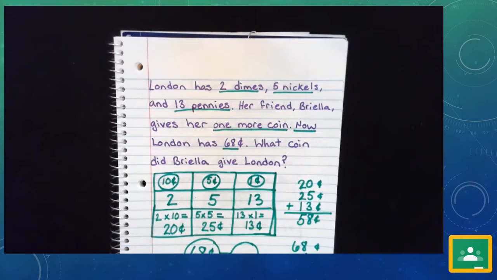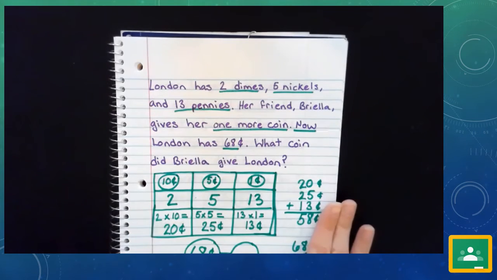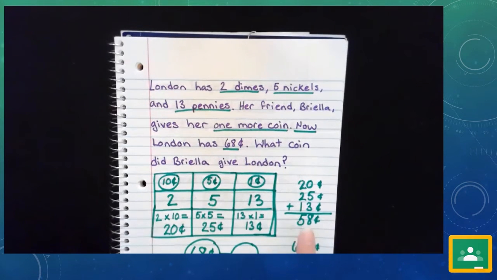So now I'm feeling pretty good. I feel like I almost have figured this out, but I'm not done yet. So that was my first step. I had to figure out what London had as a total value in cents.